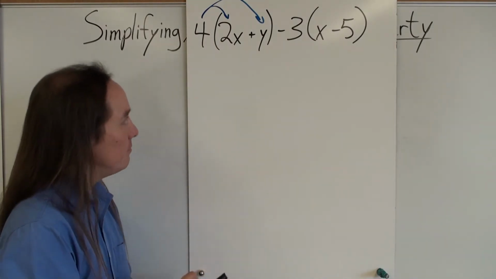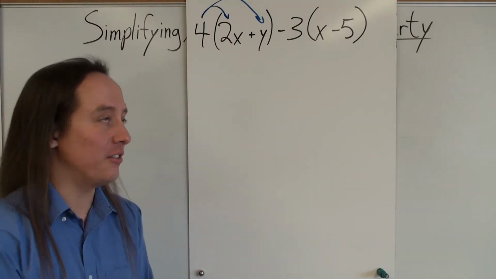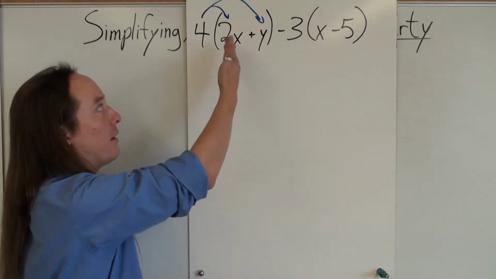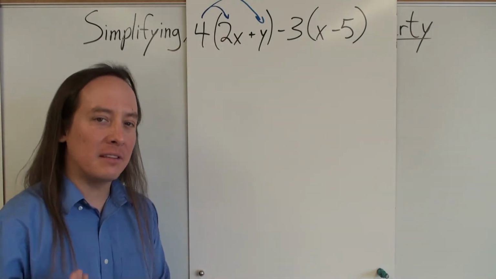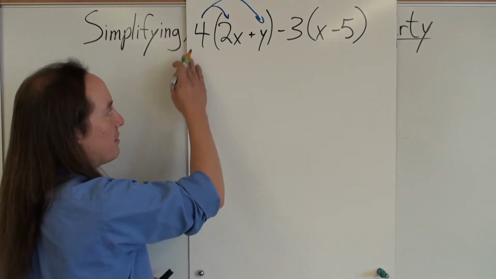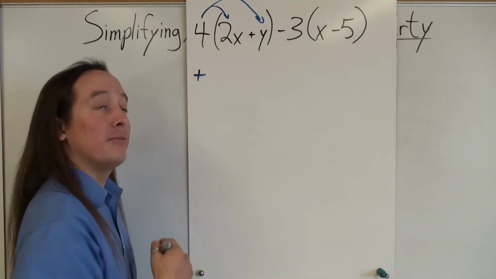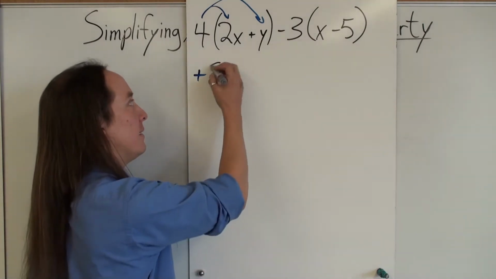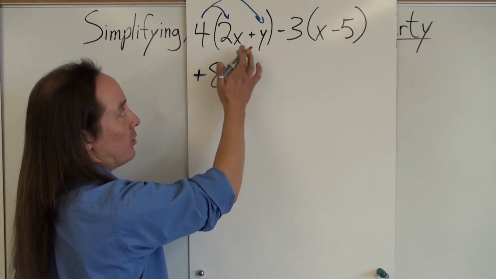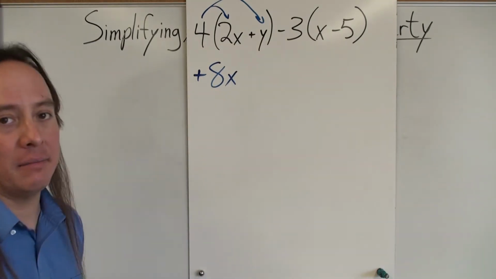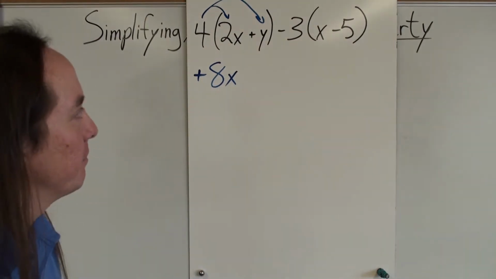Okay, so starting with the signs first. 4 doesn't have a sign to its left. The 2x doesn't have a sign to its left, so that means that they're both positive. So a positive times a positive is a positive. 4 times 2 is 8. And there's just one letter, so I just put the x down. And that's it. There's the first one.